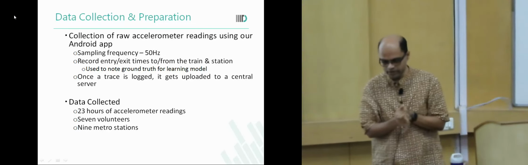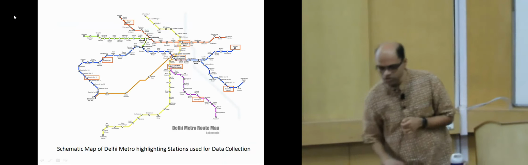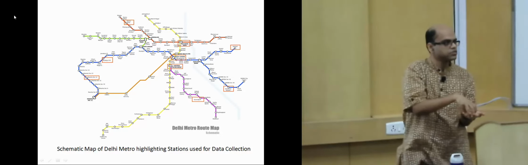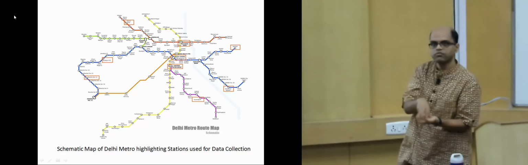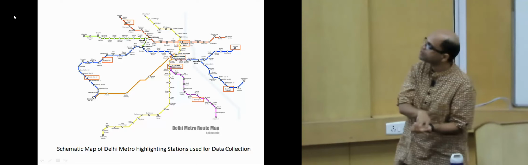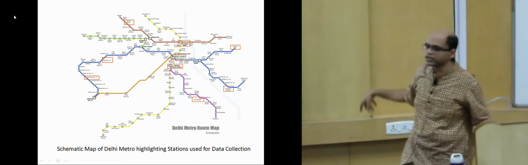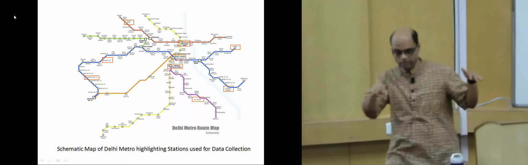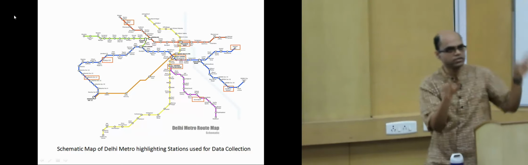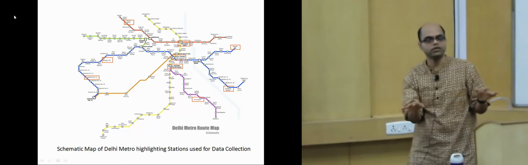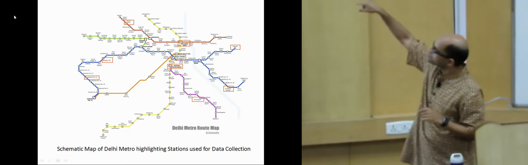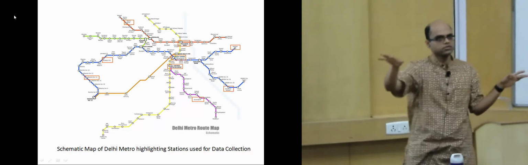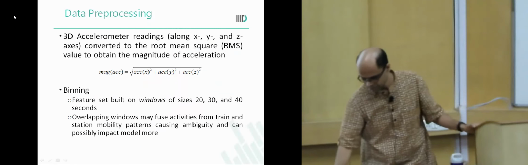So we had 7 volunteers, and we looked at 9 metro stations. We selected the ones in the center, which are like junctions and which see a lot of footfall, very crowded. We also selected stations on the periphery, which are hopefully less crowded. Some are underground, some are on the ground, and some are elevated. So we covered all sorts of metro lines, and as the colors indicate, different metro lines as well. This is to get us a diverse set of data.